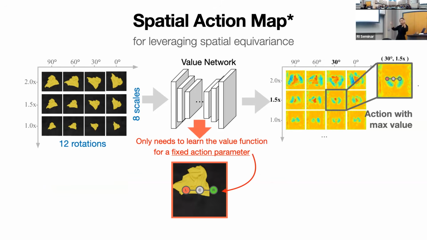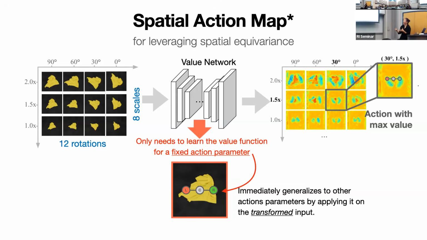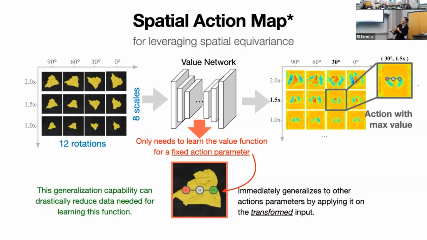So all that means is that at the end of the day, the network only needs to learn the value function for a fixed action parameter. For example, grasping in the middle with a horizontal angle, and it can immediately generalize to all other action parameters by applying it to a transformed input. So this kind of generalization capability is what enables us to drastically reduce the data needed for training this value function. That is the core idea.